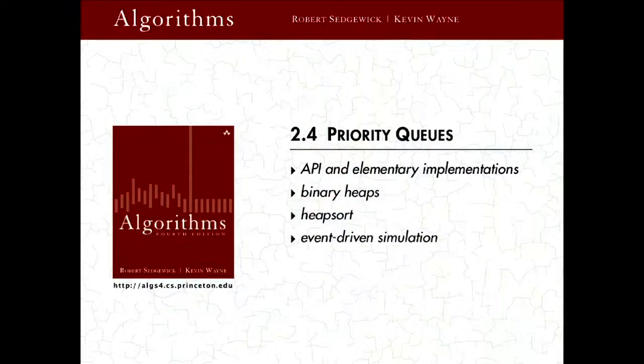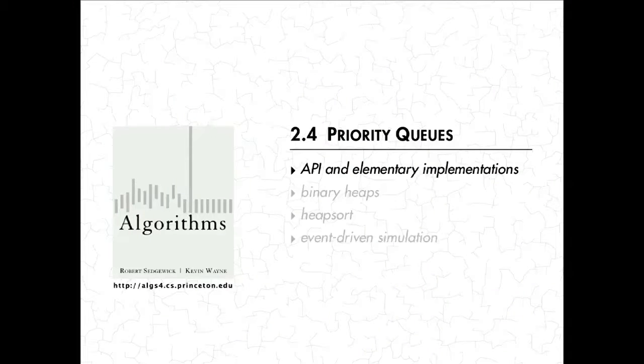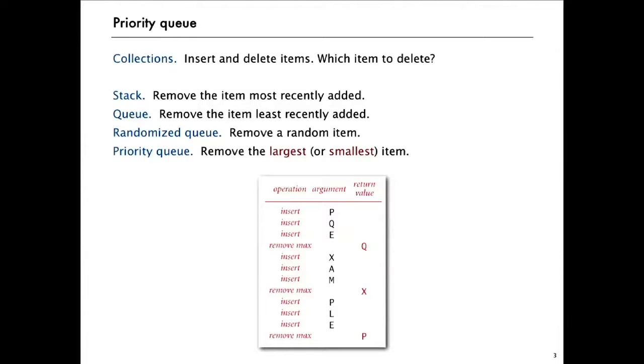Welcome back. Today we're going to look at priority queues, which is a variant of sorting that generalizes the idea to provide a more flexible data structure that we can use for all sorts of applications. To get started, we'll look at the API and some elementary implementations.